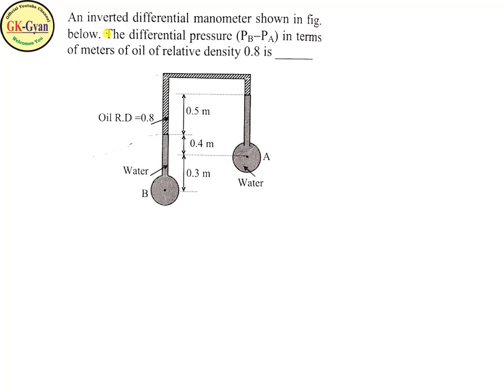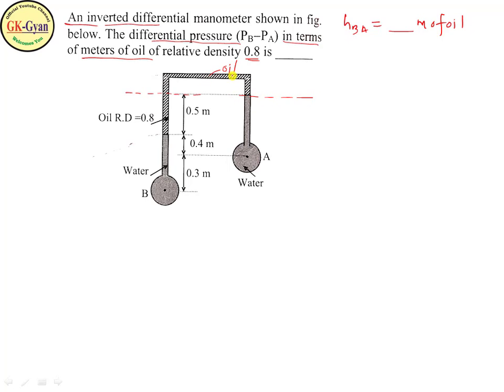So the next question given here is an inverted differential manometer shown in the figure below. The differential pressure PB minus PA in terms of meter of oil of relative density 0.8 is. You have to find out the HBA, that is in meter of oil. So how to calculate? The manometer is given here. First we have to find out the reference plane, where the continuous mass of same fluid is passing. So here is the reference plane.